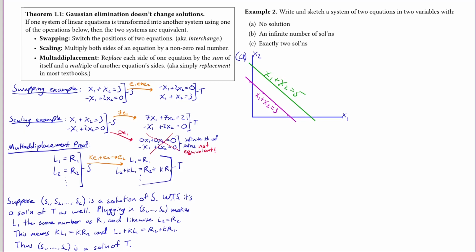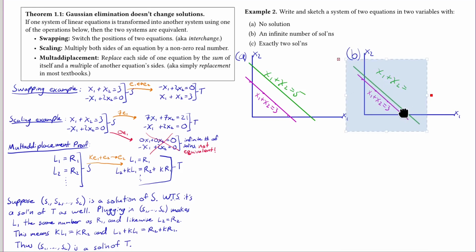For part B, we want to get an infinite number of solutions. Maybe we can think about how to mess with the answer that we had for A. So we want to make it so they intersect at an infinite number of points. What if we just make them overlap? What if I just take this line and slide it down here so they're actually the same line? So your system of two equations could be x1 plus x2 equals 3 and x1 plus x2 equals 3. That is a system of two equations, but it's kind of boring.